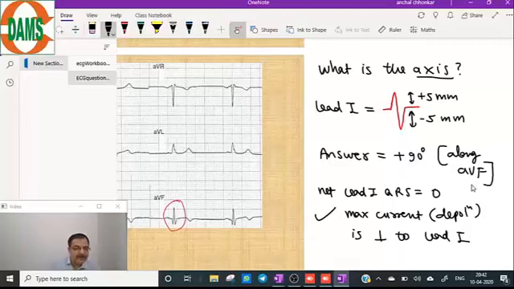It can be plus or it can be minus, but plus is more natural. Go for plus 90 degrees. Always take the more natural direction. Minus 90 degrees is a very unlikely scenario. So we take plus 90 along aVF. We can take minus 90, but that is a very extreme thing, so we go for the more natural.